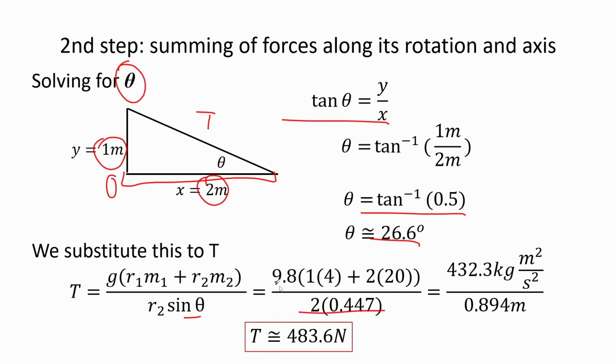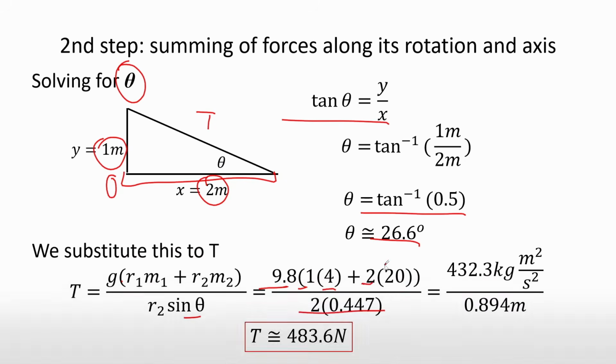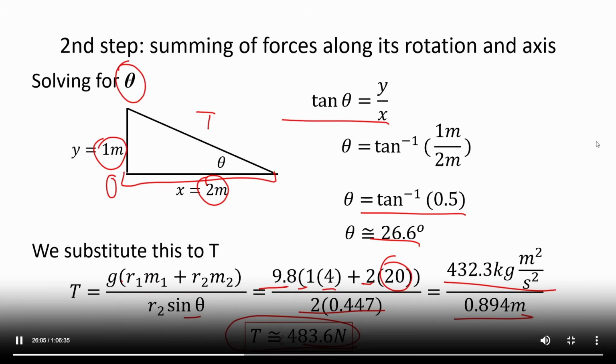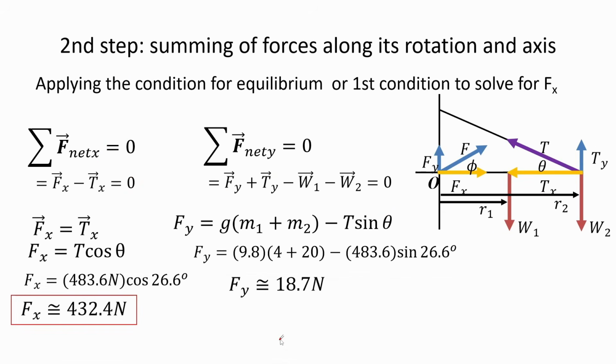Now, substituting the G as 9.8, the R1 as 1 meter, the M1 as 4 kilograms, then the R2 as 2 meters, then the mass attached at the end of the beam is 20 kilograms, and you would get something like this. Divided by this one, and you arrive at the tension of 483.6 newtons, around that number. Next, applying the condition for equilibrium, or the first condition, to solve for the force X.